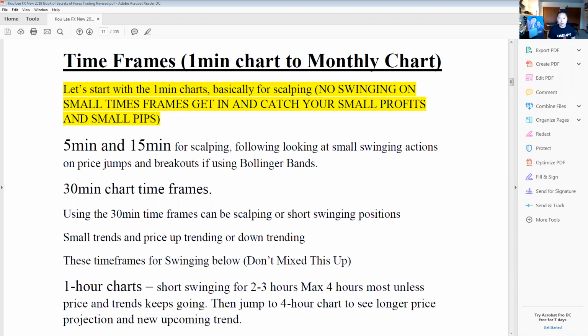If you don't like looking at the 1 minute, then look at the 5 minute and 15 minute charts, that way you're not hopping up and down every 60 seconds on a new candle. By looking at the 5 minute and 15 minute, you're looking at shorter term scalping, for just a quick turnaround on making small gains and small profits. I know I have it set here on scalping volume, looking at the small swinging actions on price jumps and breakouts if using the Bollinger Bands.